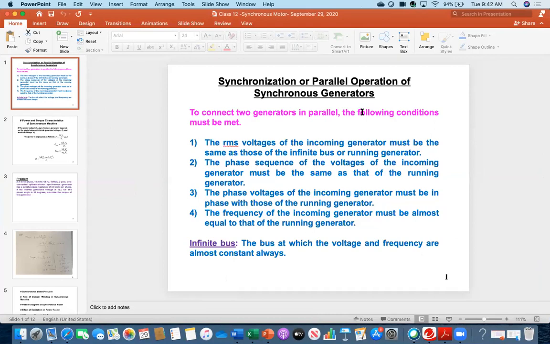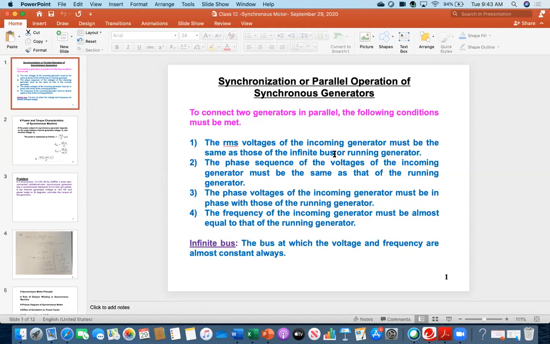As you can remember, in last class we were discussing this. We just started this one. Today I will explain. Last class we explained what is the reason to connect many generators in parallel. So we understood those reasons and what are the conditions to connect two generators in parallel.